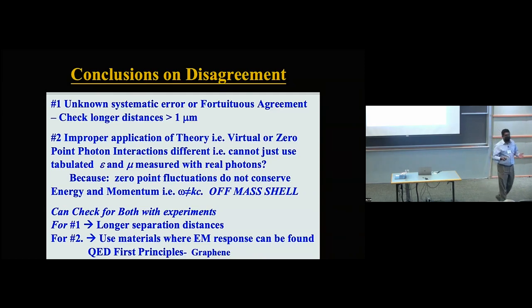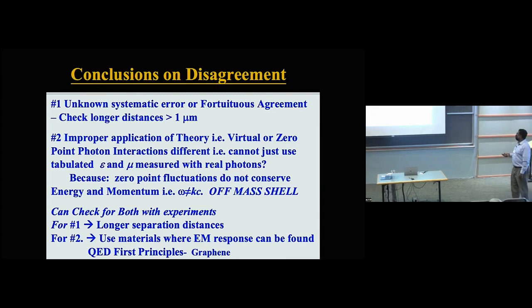Omega is not equal to kc. You can't always deal only in the limit of omega being equal to kc. You have to go off the mass shell. You have to integrate the k separately from the omega, okay, when you calculate the response function. Okay, so we can do this. One, we go to larger separation distances. Ricardo has done one, and I've done one. And use different materials, again, to tease out how to address this problem.